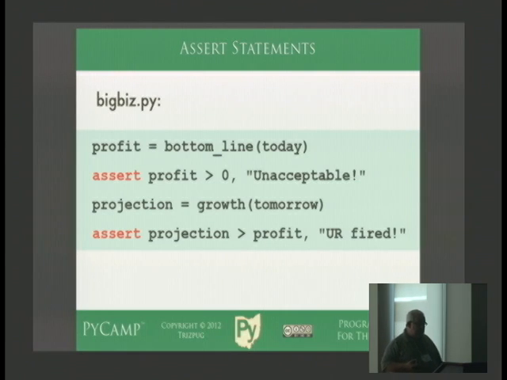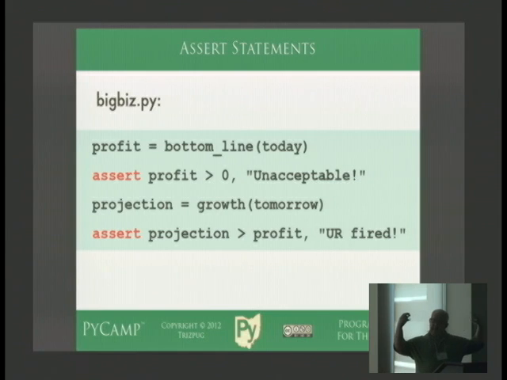So we might want to test, when we call the bottom line function to get today's profit, whether the profit is 0. And if not, our business model wants to assert that that's just unacceptable, that we're showing profit right now. Next of all, we're going to have a function called growth. And when we call it with a future date, it should tell us what the profit is going to be in the future.